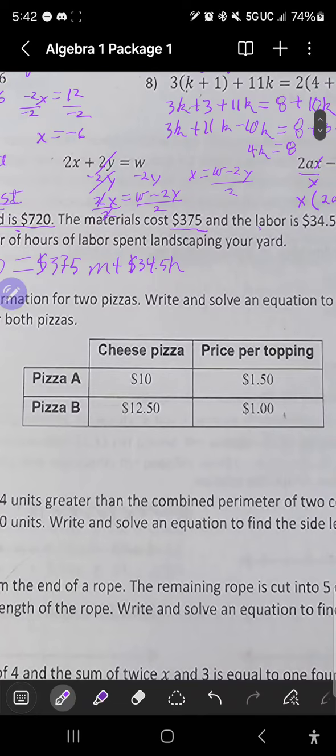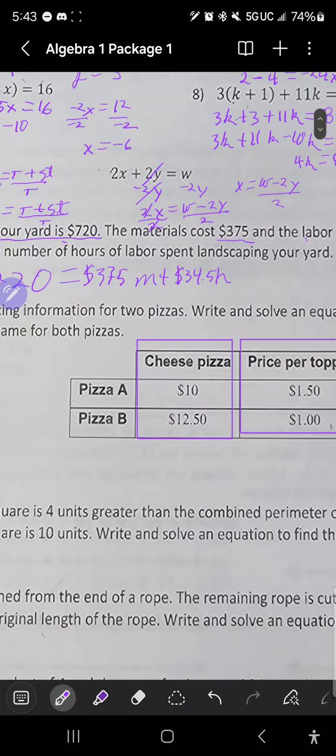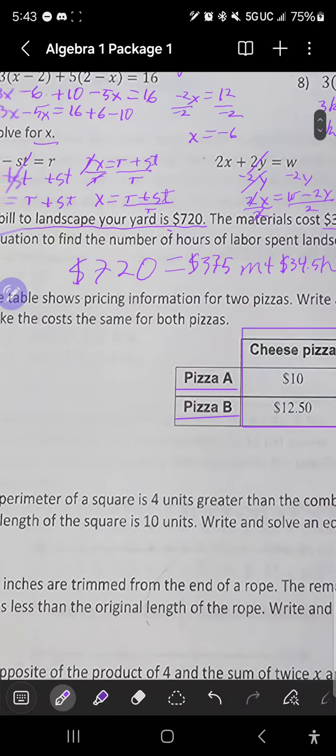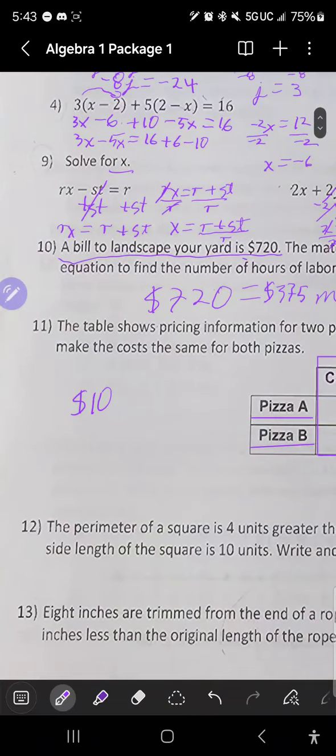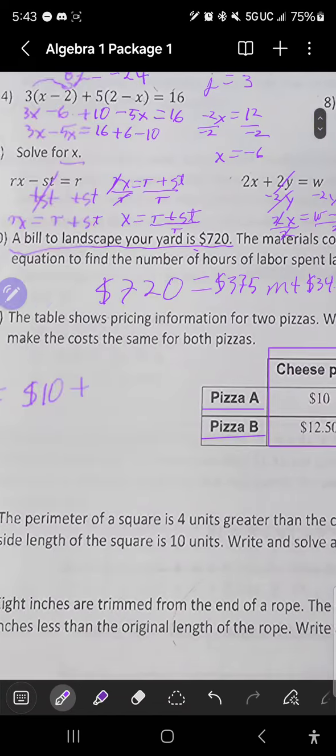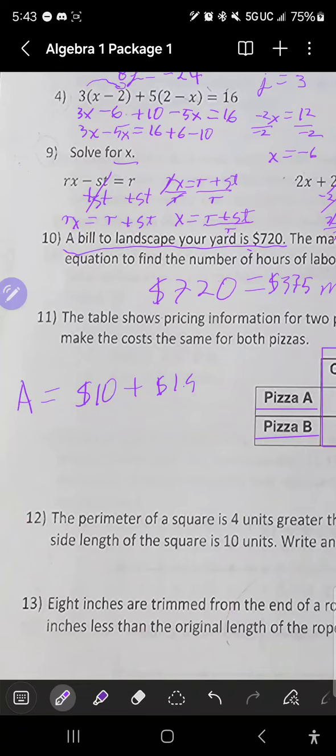You can see that both pizzas are cheese. This is the price per topping of each of them. And this is pizza A, and this is pizza B. For pizza A, $10 is the cost. And the price per topping, I will say T, for each topping is going to be T. And this is pizza A. I just put A equals 10. That is the cost of the pizza plus the topping that is 1.50 T.